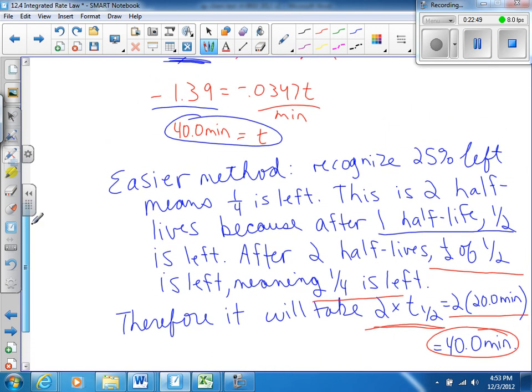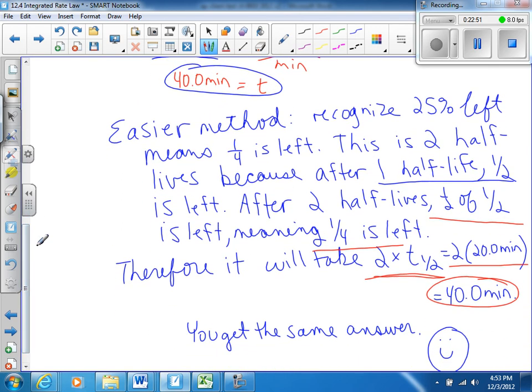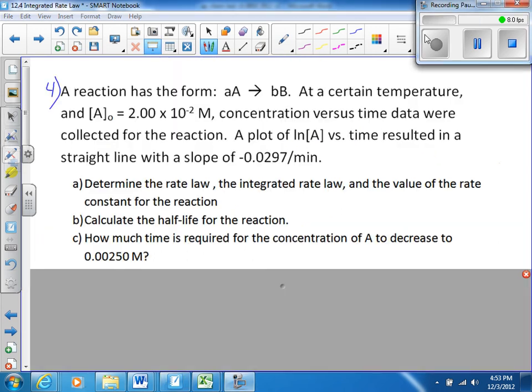Whoa! 40 minutes, same answer, easy. Much easier way. All right, last problem. If you're just feeling done with this, it's okay to stop at this point. If you want to try one more problem, here we go.